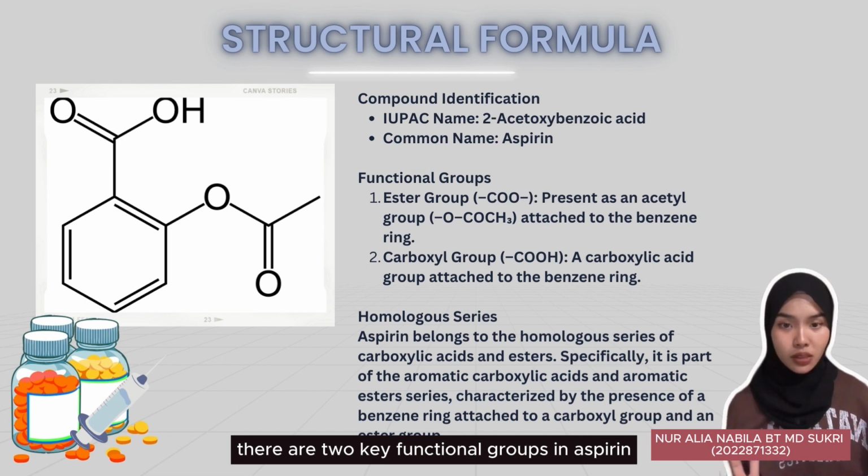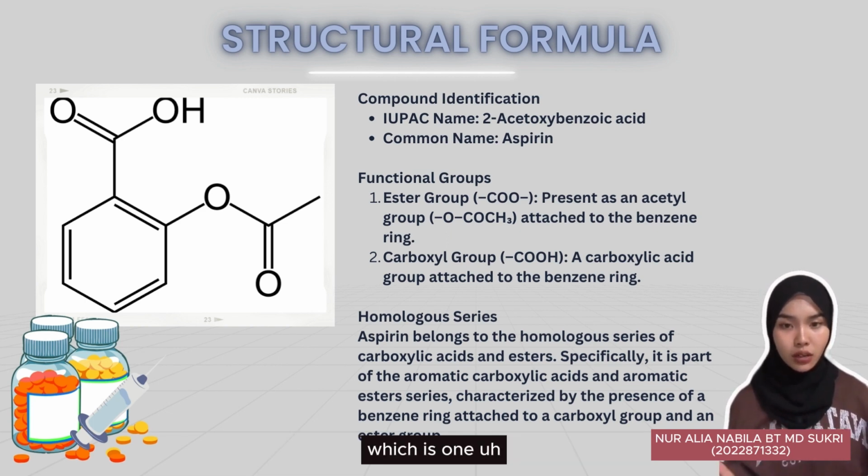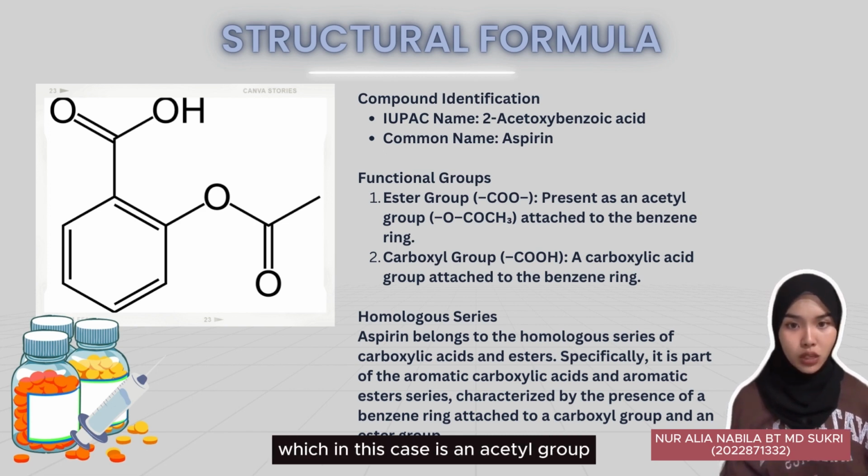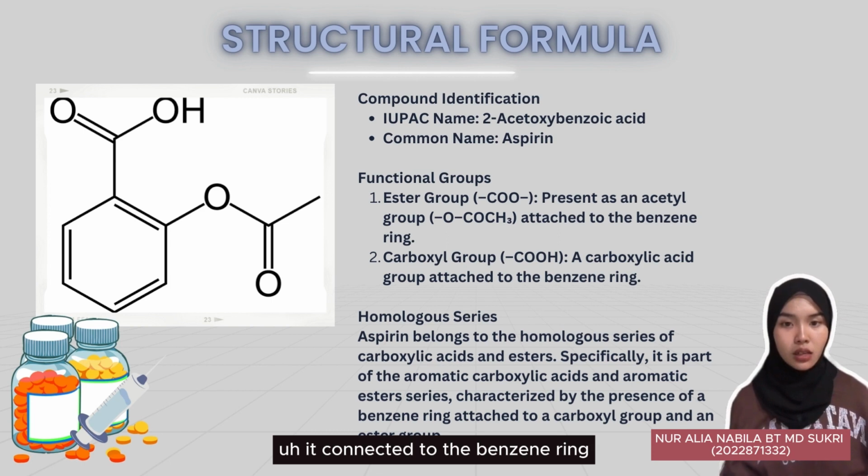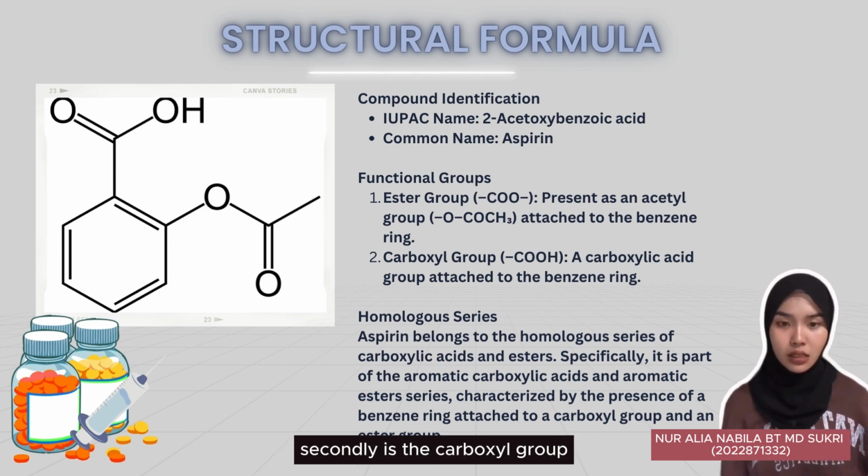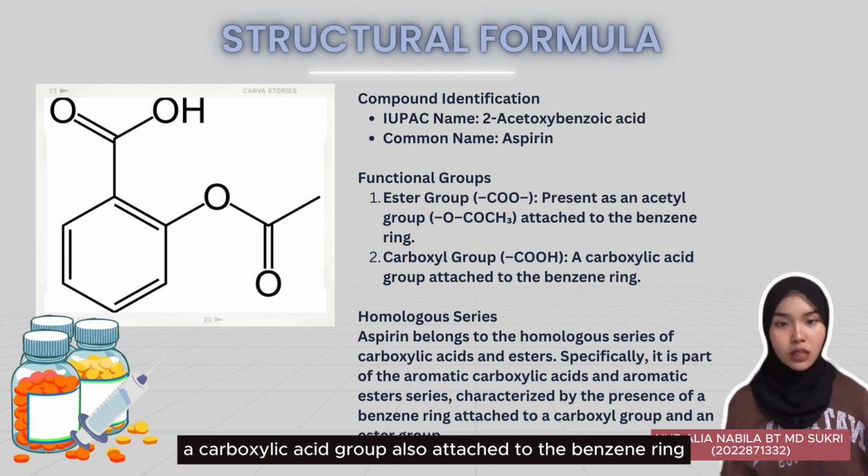There are two key functional groups in aspirin. One is the ester group, which in this case is an acetate group, connected to the benzene ring. Secondly is the carboxyl group, a carboxylic acid group also attached to the benzene ring.